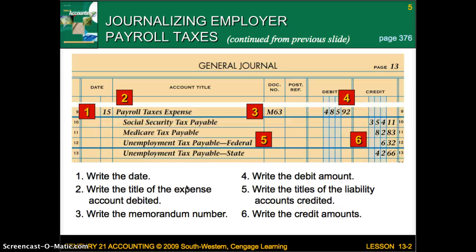Okay, now we need to journalize that payroll tax. You'll be able to find this on page 376 of your book. So again, we are going to debit our payroll tax expense. We will have a memorandum showing that that's been done. All of our Social Security, Medicare, federal, and state, it always goes in this order: Social Security, Medicare, unemployment federal, unemployment state. Those are all credited, and then your payroll tax expense is debited.